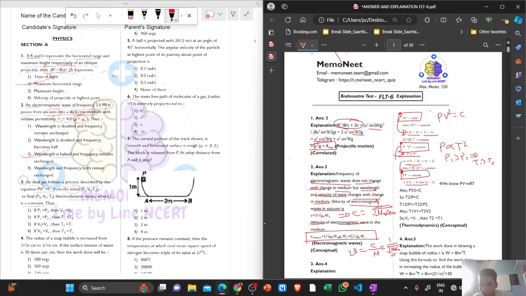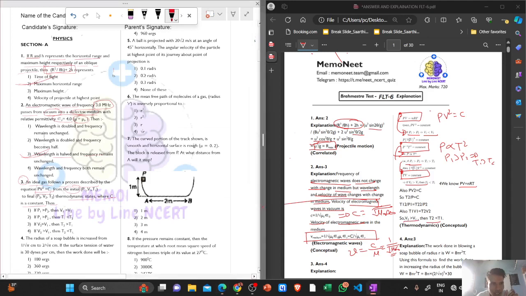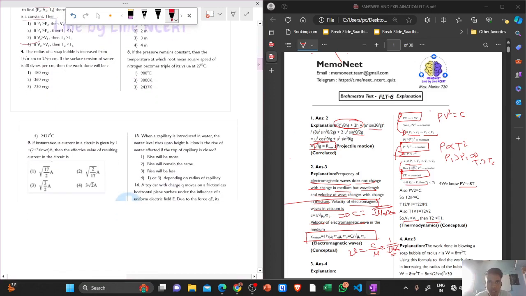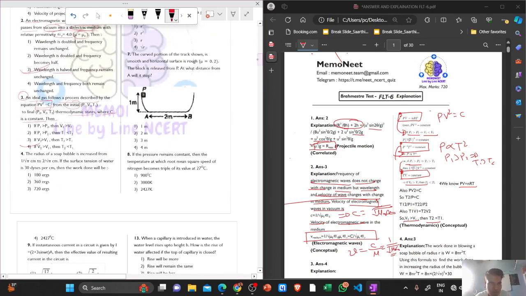So if V2 is greater than V1, then P2 is less than P1. We know PV equals nRT, and putting all the values, we get V2 greater than V1, then P2 less than P1. Here we basically need to follow the ideal gas equation and the equation given here and check all the options one by one. After checking all the options, you get that V2 greater than V1 and then P2 less than P1 will be the correct answer for this given question. Now, moving to the next question.